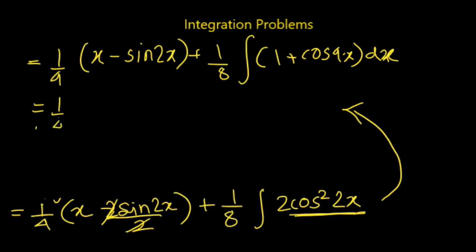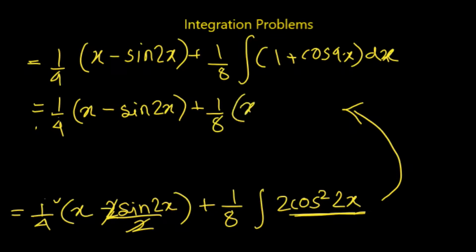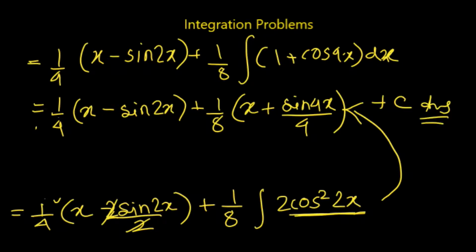So 1 by 4 x minus sine 2x plus 1 by 8 of, this one is direct, comes under the direct formula list of integration standard formula. So x plus sine 4x by 4, obviously a constant will be there. This is the answer. Sum.